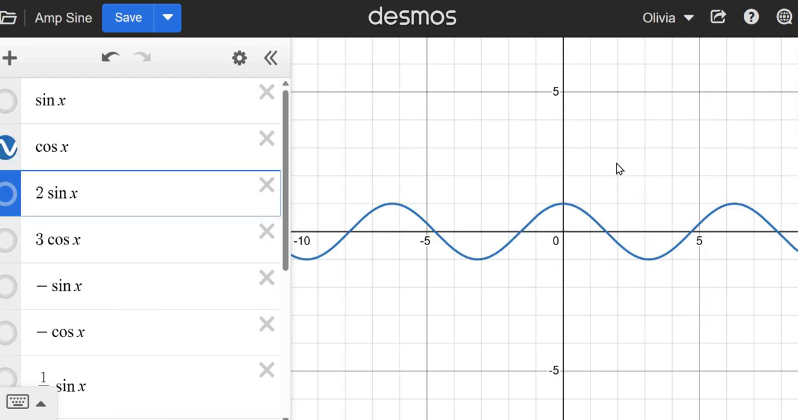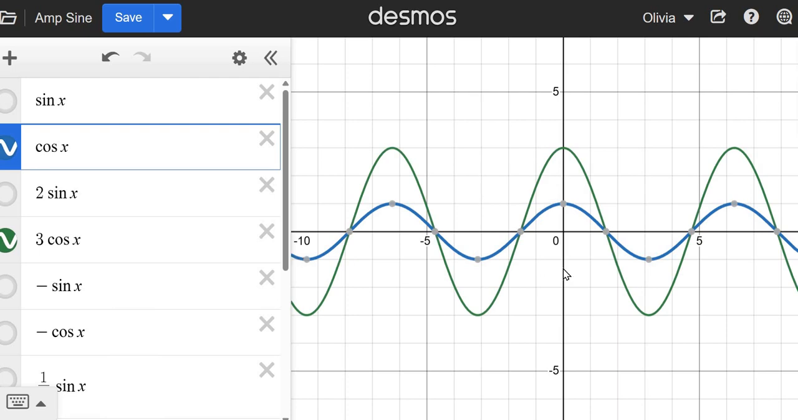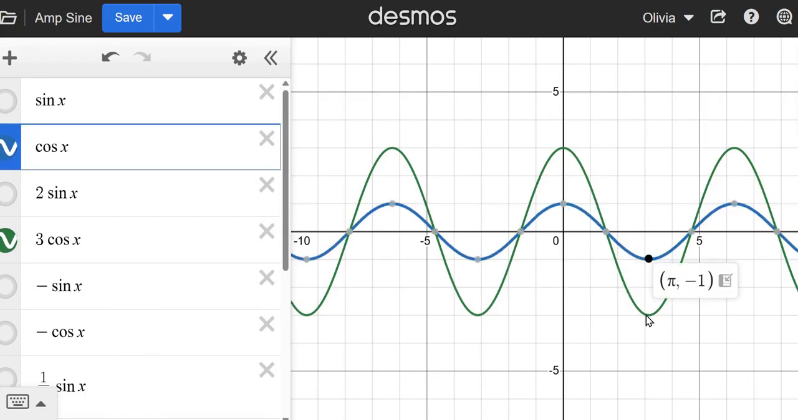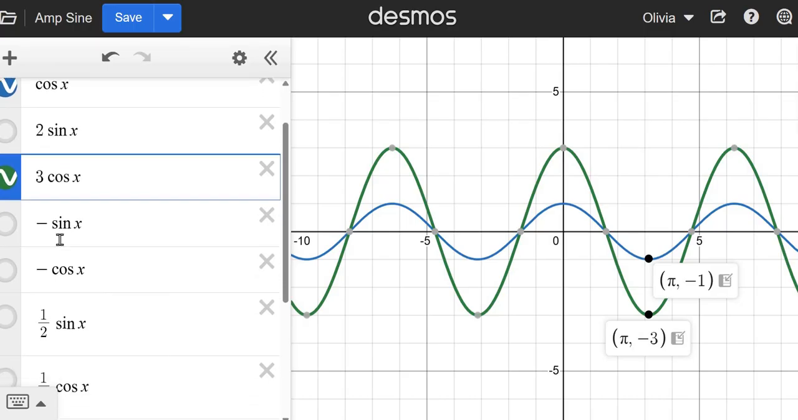So this is my cosine graph. Again, we're up at 1 and down at -1. So now when I multiply by a number, notice again, I have a very similar shape. So I still have a maximum at 0, but now my maximum is at 3, which makes sense because again, that's the value that I multiplied at the front. Likewise, I still have a minimum at pi, but now my minimum is at -3. So basically that value is going to become our amplitude.